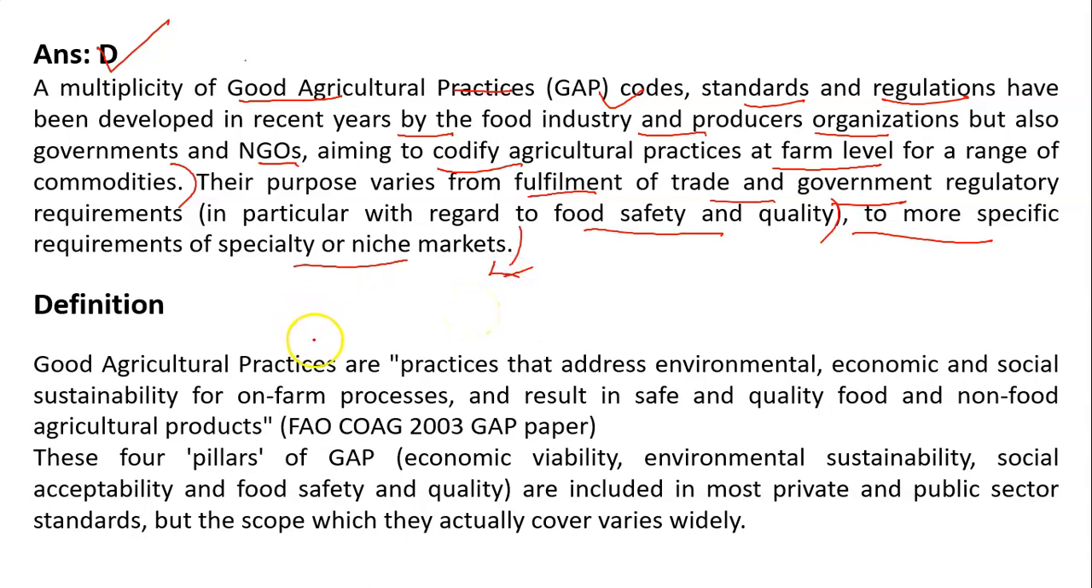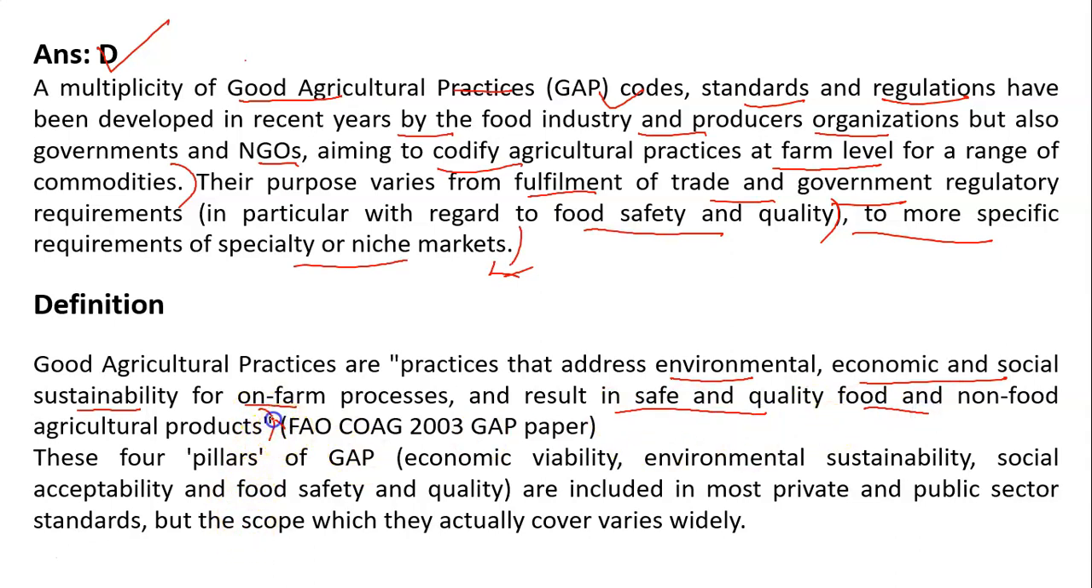So good agricultural practices are practices that address environmental, economic and social sustainability on farm processes and result in safe, quality food and non-food agricultural products.